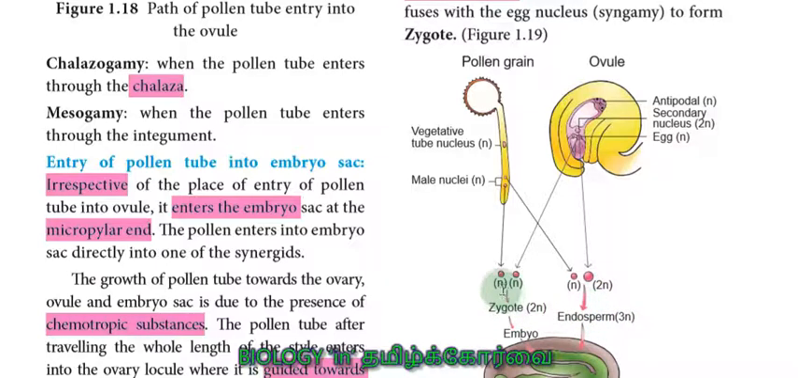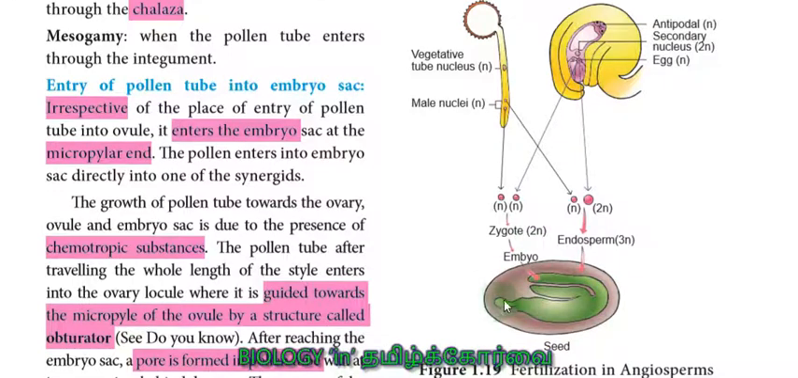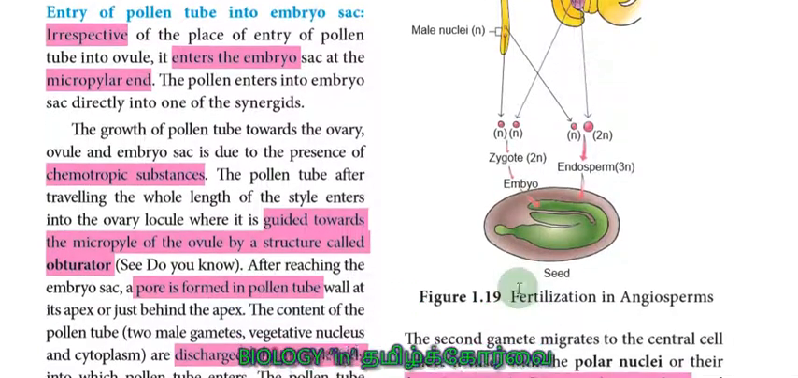On the other side, the two nuclei, one male gamete and the egg cell, join together and form the zygote. The zygote develops into the embryo. This is the embryo portion developing within the seed. The entire ovule develops into the seed within which the embryo is present.